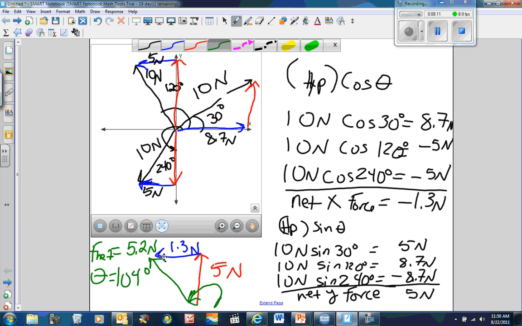And that's how you add those together. It doesn't get any harder than that. You find all your x values using cosine, find all your y values using sine, make a new triangle with your net x and your net y, and then Pythagorean theorem along with your tangent function. And let me know if you need more help.